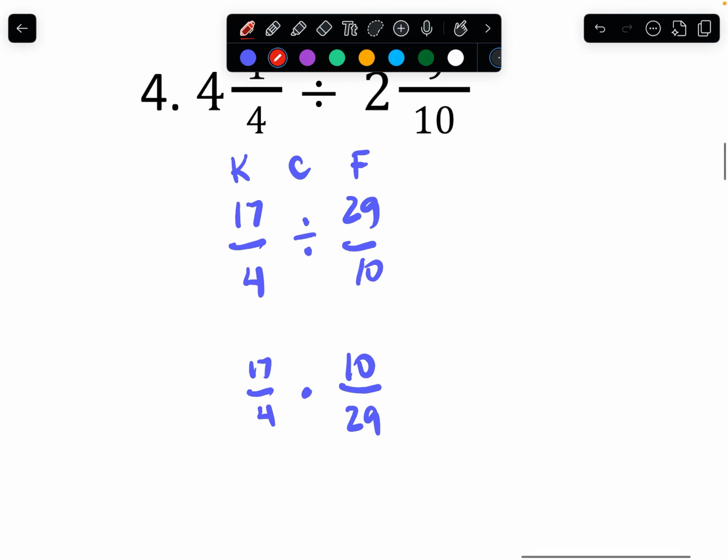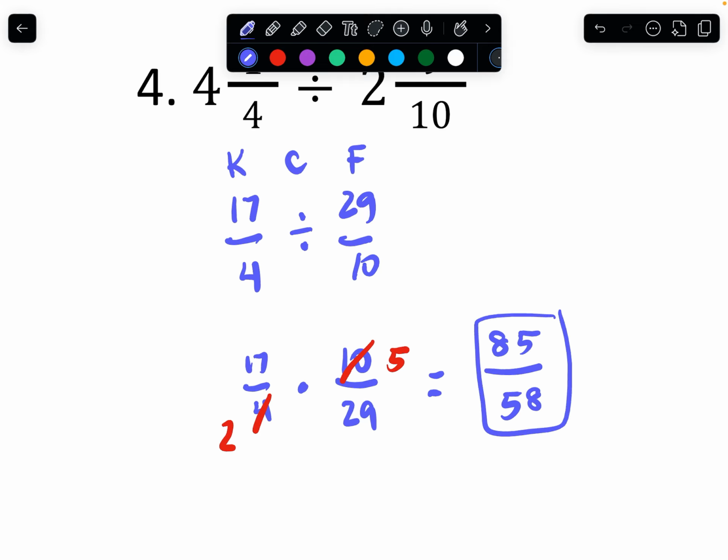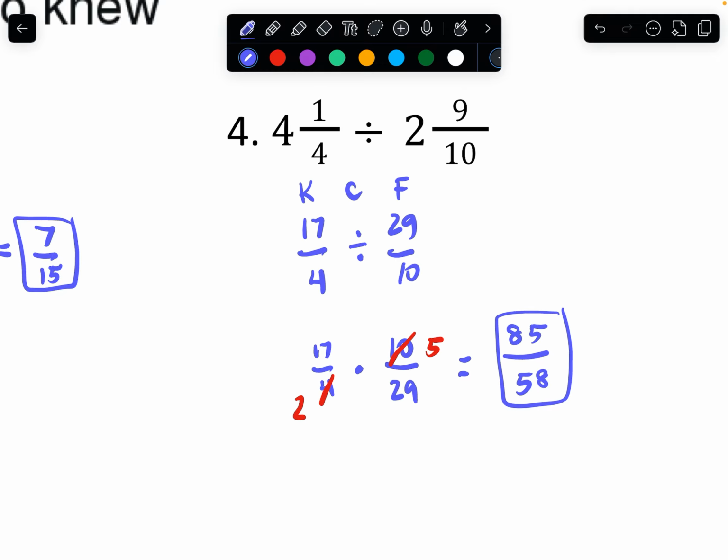And this is where we could cross simplify a little bit. I could simplify the 4 and the 10, right? They are both divisible by 2. 4 divided by 2 is 2. 10 divided by 2 is 5. There's nothing I could do afterwards, so now I multiply straight across. 17 times 5, I believe that is 85. Over 2 times 29 is 58. And that is going to be my final product, or quotient, because it is a division problem.